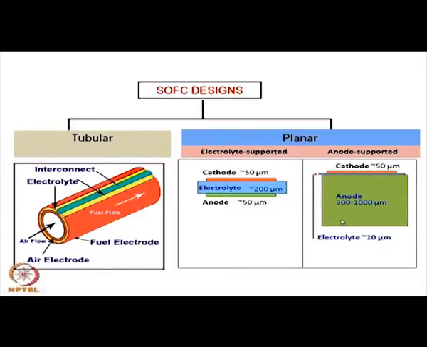So, these are just sandwich structures, planar structures, but the problem here is you have to separate out the fuel side and the oxidant side. So, one needs other kinds of support structures or sealed chambers, so that the two gases can flow and do not come in contact with each other. So, that is a challenge, of course, we will see how it can be done.